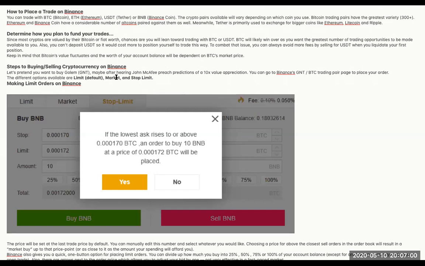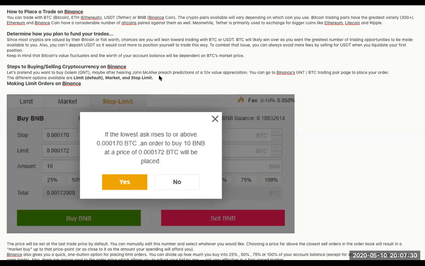Maybe let's say Obama has spoken something against Bitcoin or against that coin. Let's say it's John McAfee making predictions, maybe a certain coin will go up ten times in value. So what are you going to do? You can go to Binance and select your pair, GNT against BTC. Then you can place your order.